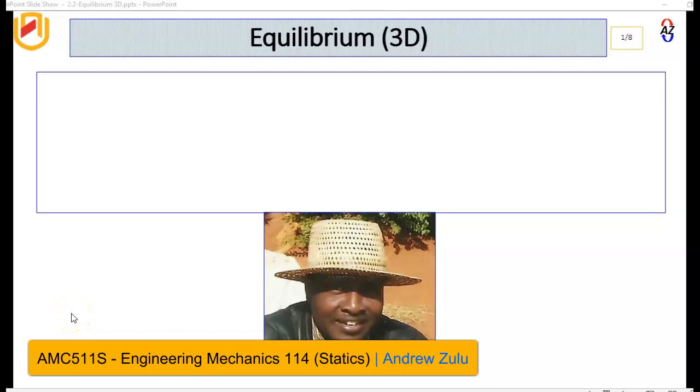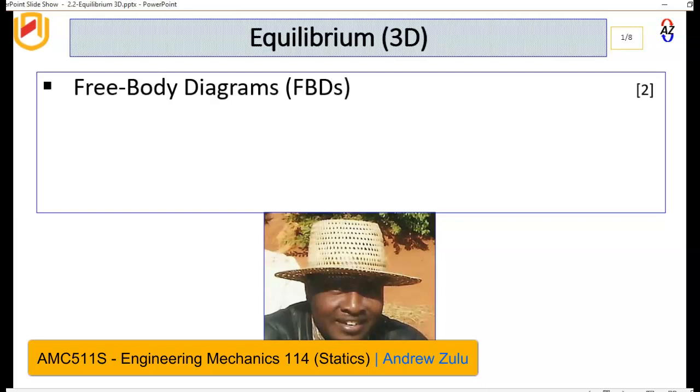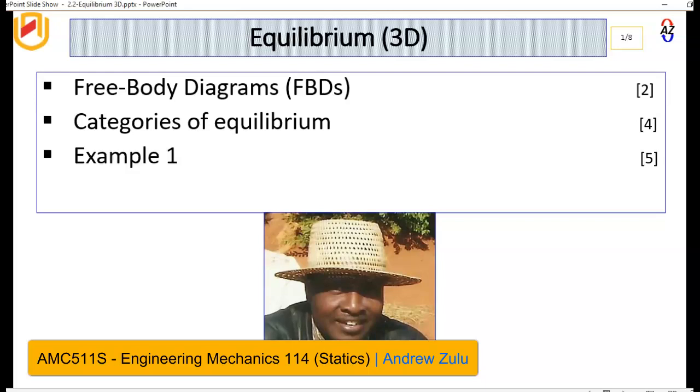Welcome to this presentation on three-dimensional equilibrium. We will cover the following: a free-body diagram, categories of equilibrium, and then we will do some examples. Let's get started.